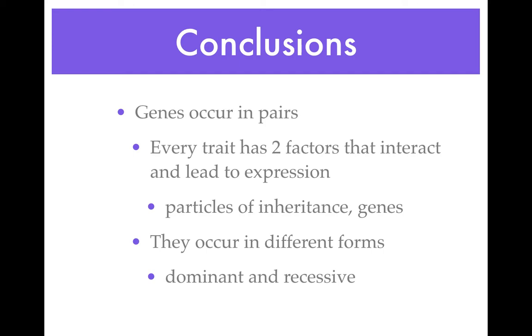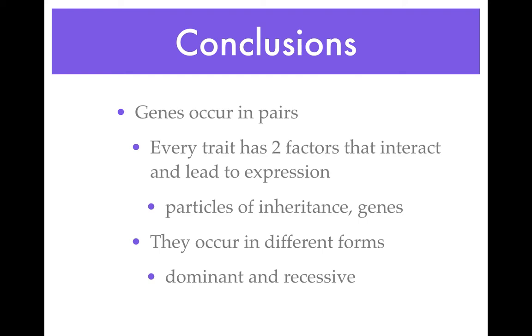Those 2 factors are going to interact with each other. Mendel had absolutely no idea what those factors were. He didn't know if they were a physical particle. He didn't know where in the cell they were. No one did. So he just referred to them as particles of inheritance. We now know that those are genes. So for every trait he looked at, there is a gene. And every organism that has that gene for that trait has 2 copies of that gene, or 2 alleles for that gene.